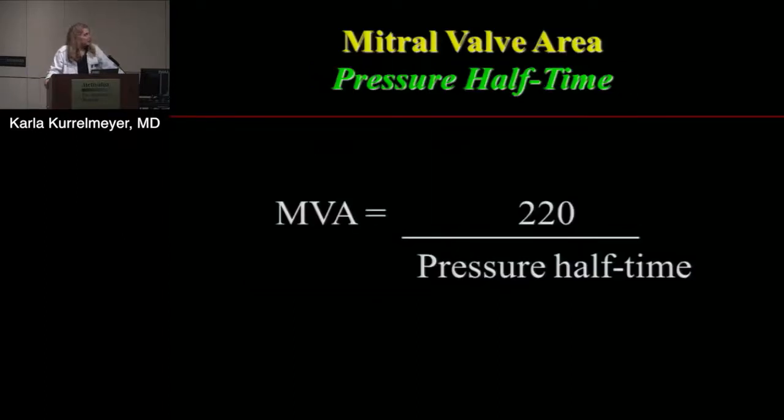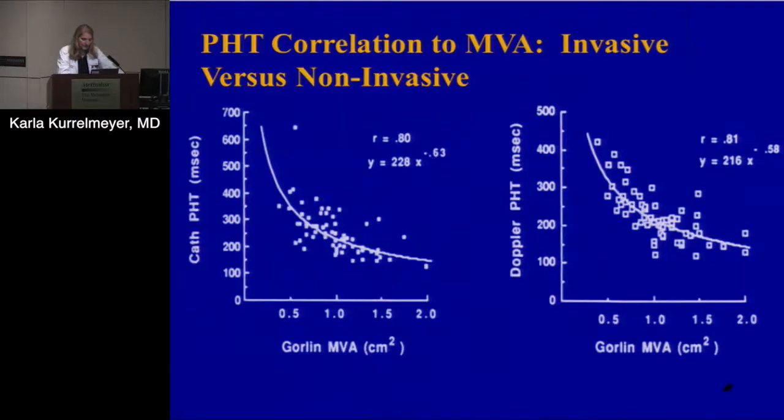So mitral valve area can be calculated using the pressure halftime. Here's the equation. It's 220 divided by the time that it takes for the gradient across the mitral valve to decay in half. This was just some of the original data showing how well the Doppler pressure halftime and the cath pressure halftime correlated to the invasively determined mitral valve area, and you can see the correlations were very nice, very similar between invasive and Doppler.